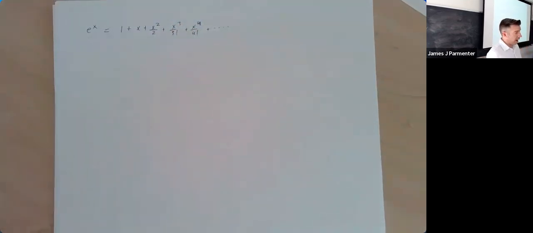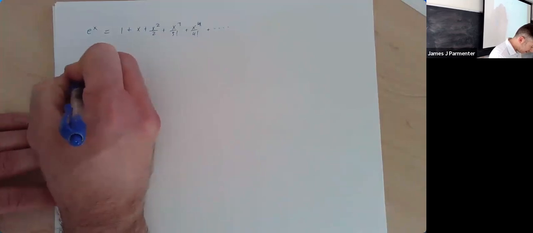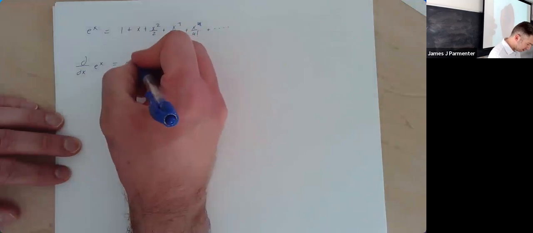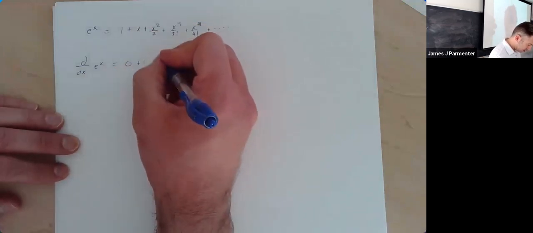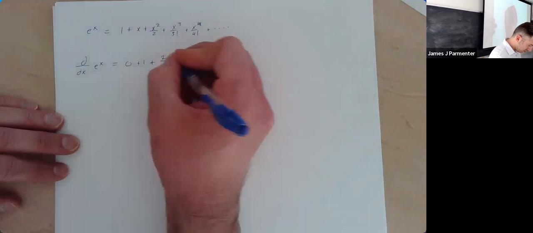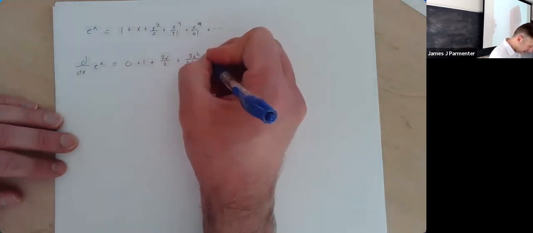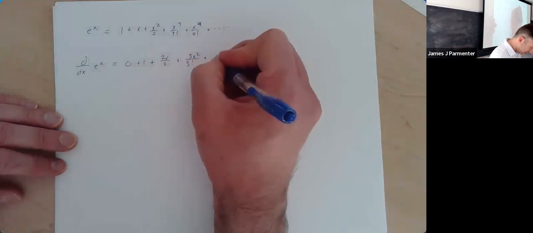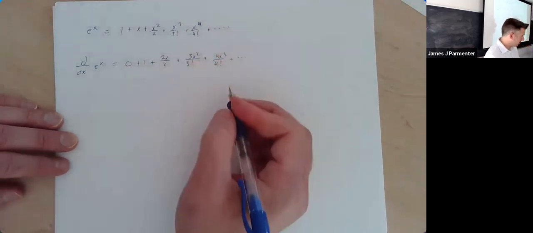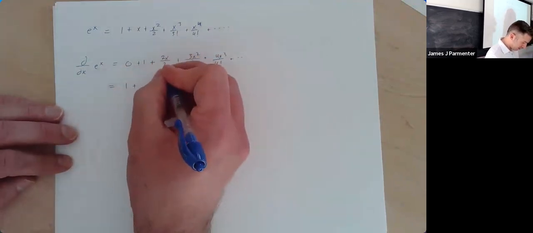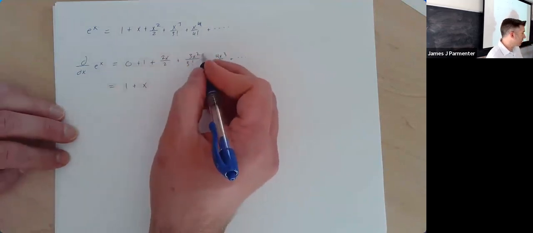One way you can see this without having done any of the Taylor series or Maclaurin series stuff yet is by taking the derivative. The derivative of e to the x, well, the derivative of 1 is 0, the derivative of x is 1, the derivative of x squared over 2 is 2x over 2, the derivative of x cubed over 3 factorial is 3x squared over 3 factorial, the derivative of x to the fourth over 4 factorial is 4x cubed over 4 factorial. But look, I get the same thing. I get 1 plus 2x over 2 is x, then 3x squared over 3 factorial.